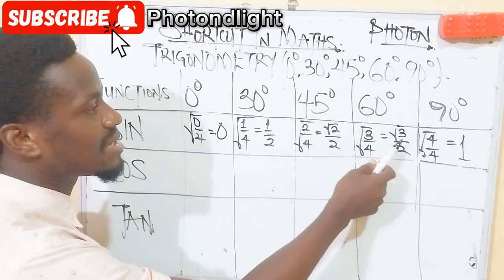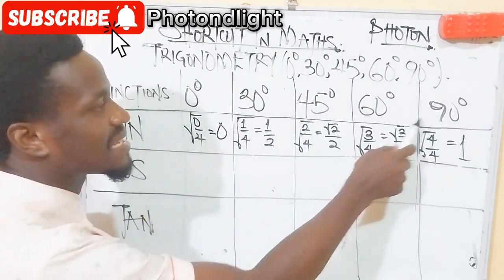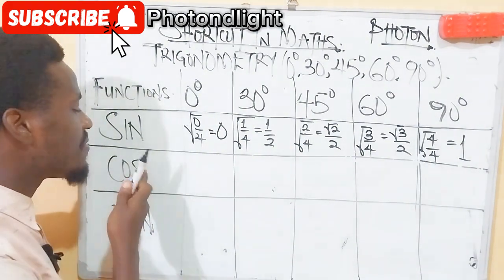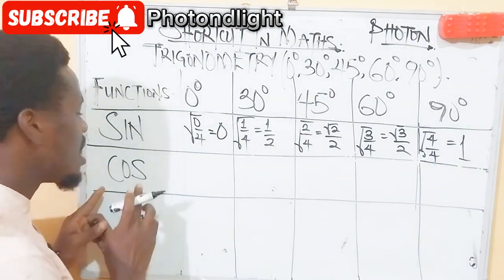The value of sine 60 will give you root 3 over 2. The value of sine 90 will definitely give you 1. Now, without wasting much time, let's go to the next one. We have the next function in the trigonometrical functions, cos.